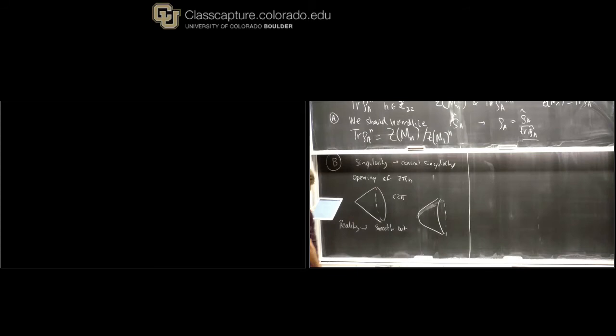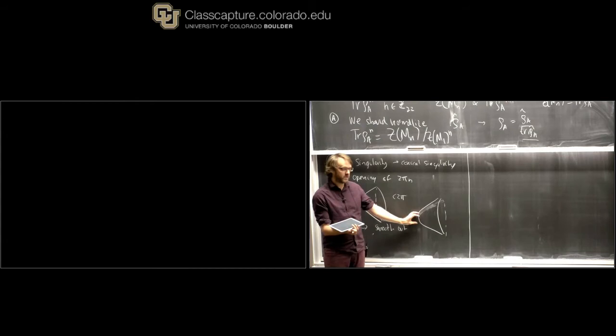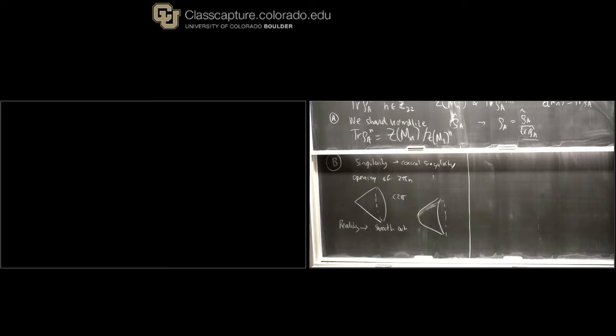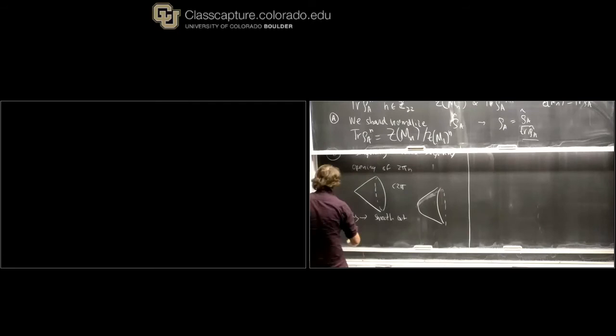And what happens when you do that is you introduce curvature. So there's a lot of curvature here. You've smoothed it out, so it's a smooth manifold, but there's a lot of curvature. And so when you actually go to calculate these partition functions, you get extra UV divergences, and they come from the curvature localized here. Okay, so this tip gives rise to divergences.